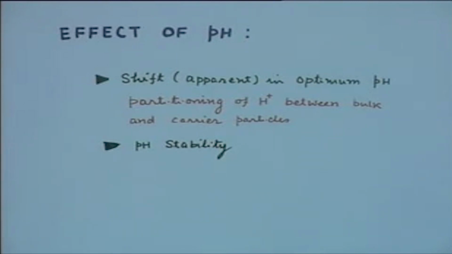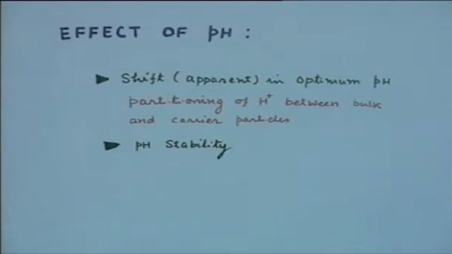That means, as I mentioned, the partitioning effect of hydrogen ions between the bulk and the carrier particle depends upon the nature of charge. Suppose the carrier is negatively charged, there will be a higher concentration of hydrogen ions compared to the bulk, and vice versa. Therefore, in the case of a negatively charged carrier, the apparent shift in pH will be on the alkaline side, because for the higher pH in the bulk, the actual pH in the carrier particle will be lower.